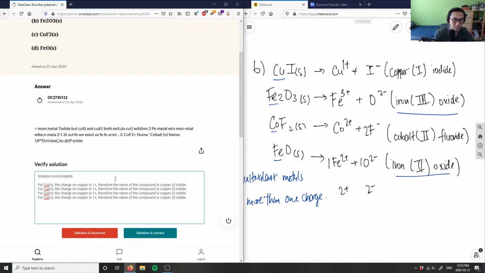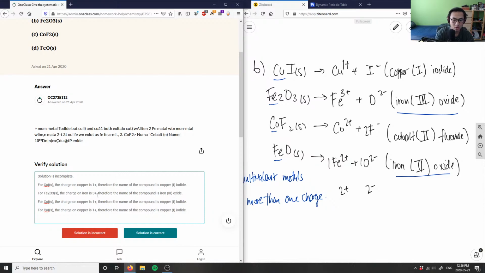And then I'm going to just simply modify these here. So let me space this out. Formatting. This is Fe2O3. The charge on iron here is going to be 3 plus. Therefore, the name of the compound is going to be iron. This is iron 3 oxide.